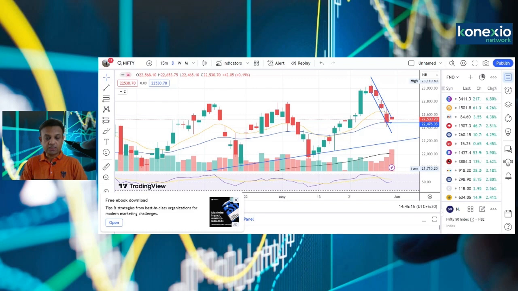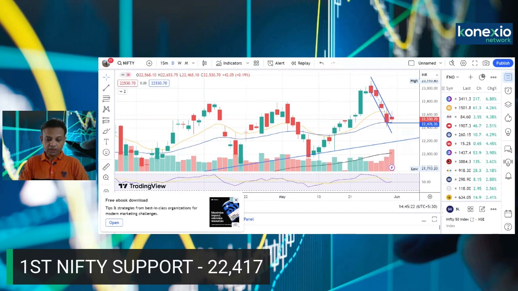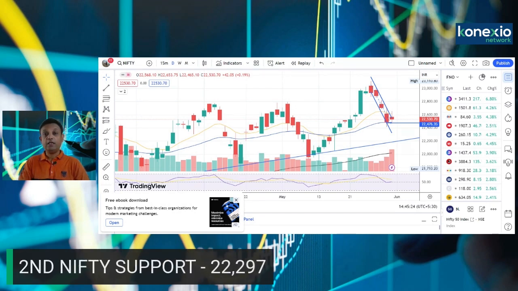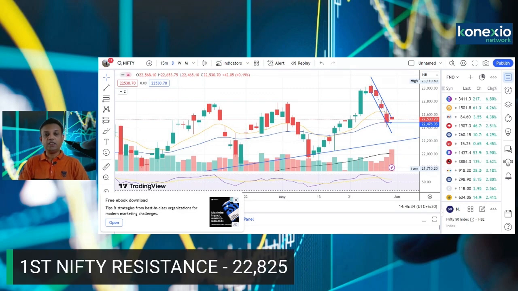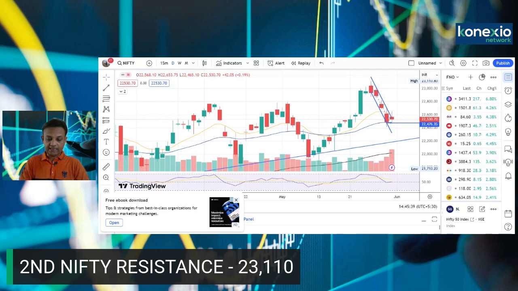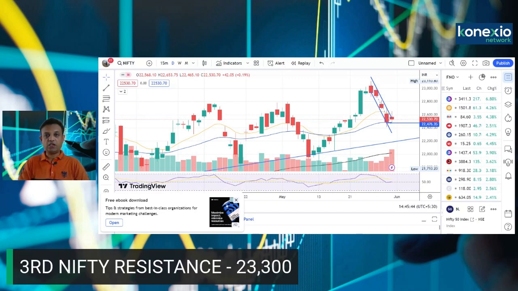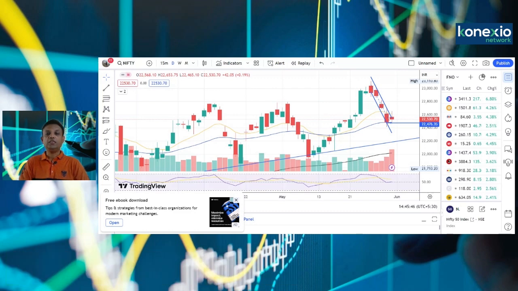So friends, now let us discuss the important support and resistance levels in Nifty for the next week. The first support in the Nifty is placed around 22,417. Below that, the second support is placed around 22,297, and the third support is placed around 22,054. Whereas on the upside, the first resistance is around 22,825. Second resistance is around 23,110, and third resistance is around 23,300. These are the crucial support and resistance levels in Nifty for the next week.